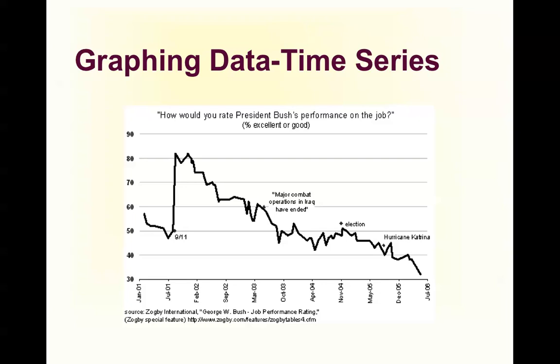So here we are focusing on our former President Bush's performance on the job, whether it was excellent or good. Now the variable that is changing is the percentage of people who thought that George Bush was doing a good job. And you can see from January of '01 to June of '06, it first went very, very high. And one could say that 9/11 had a lot to do with that. There was a little bit of a correlation there. But then it seemed to go basically down from there.